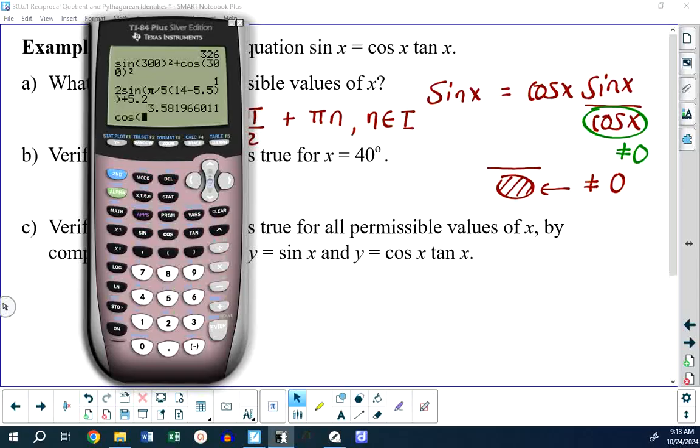And find cosine of 40 degrees. It's that number. Left side, find sine of 40 degrees. It's that number. Right side, find cos of 40 degrees, tan of 40 degrees. Make sure you close the argument on the cosine. You get the same number. Done.